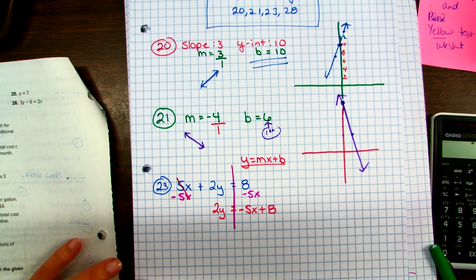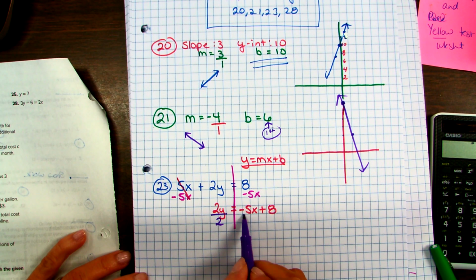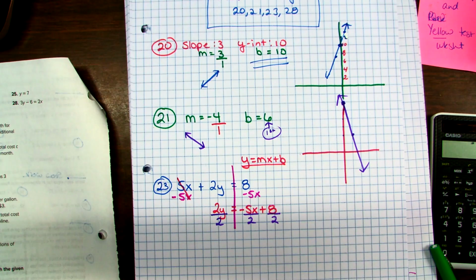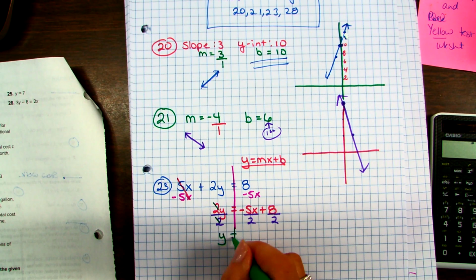Caroline, what's the last step? Divide by 2. You get divided by 2, and you get divided by 2. Everybody gets divided by 2. Don't leave anybody out. It would be rude. Okay? 2 divided by 2, y. That was our goal, right? So let's just clean up the other side.